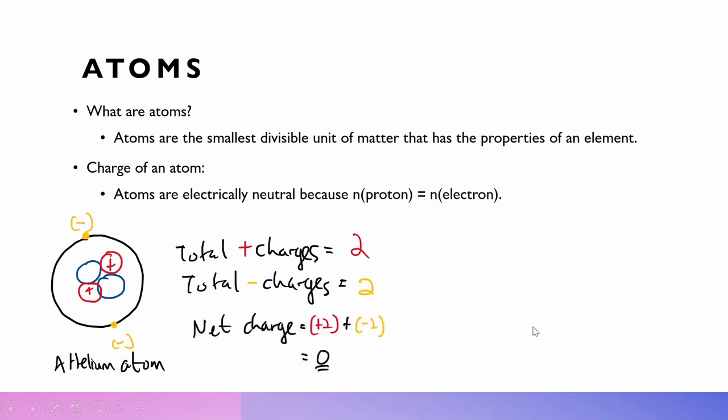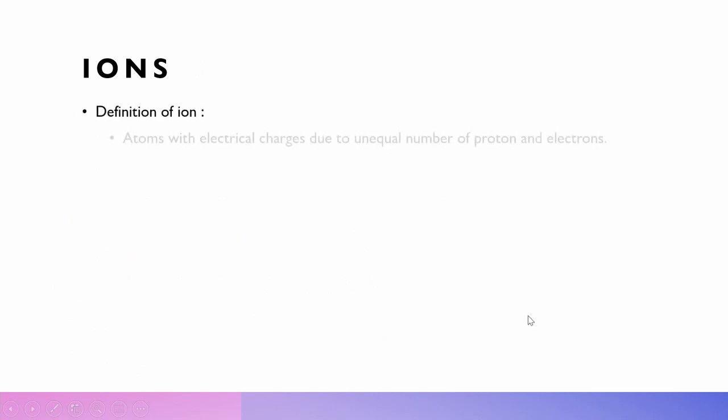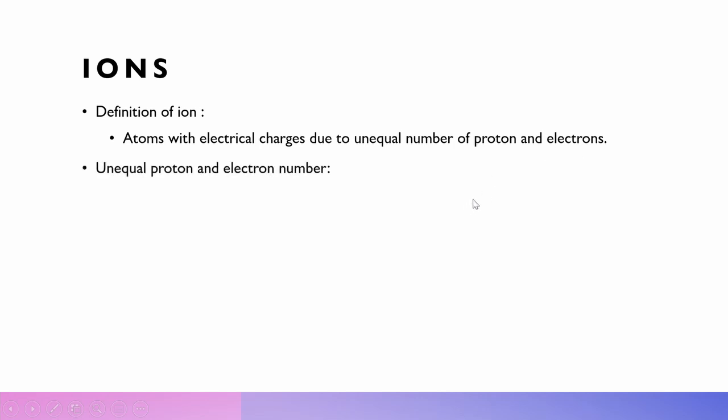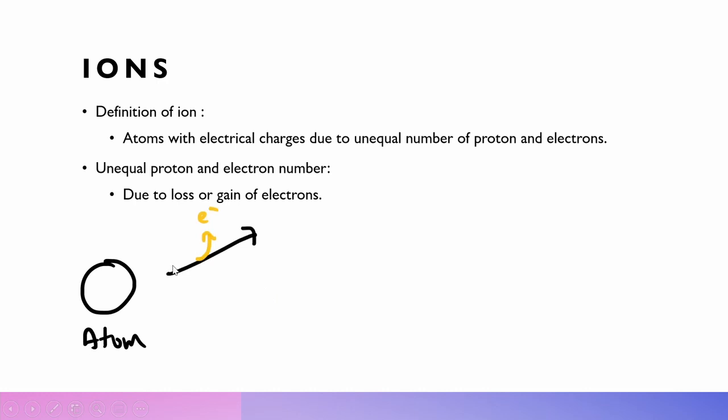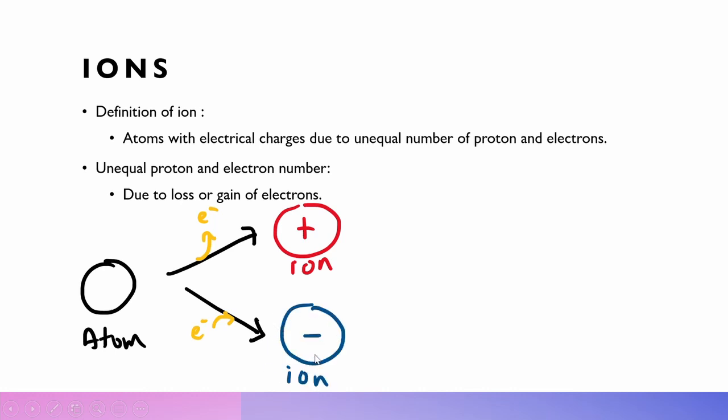So now we know what atoms are. What about ions? Ions are atoms with electrical charges due to unequal number of protons and electrons. The unequal number of protons and electrons arise through the loss or gain of electrons. For example, if an atom were to lose one electron, recall that electrons carry the negative charges. So if it loses one electron, it would have one negative charge fewer than positive charges, transforming the atom into a positive ion with a positive 1 charge. On the other hand, if it were to gain one electron, now it has one negative charge more than positive charge, transforming it into an ion with a negative 1 charge.